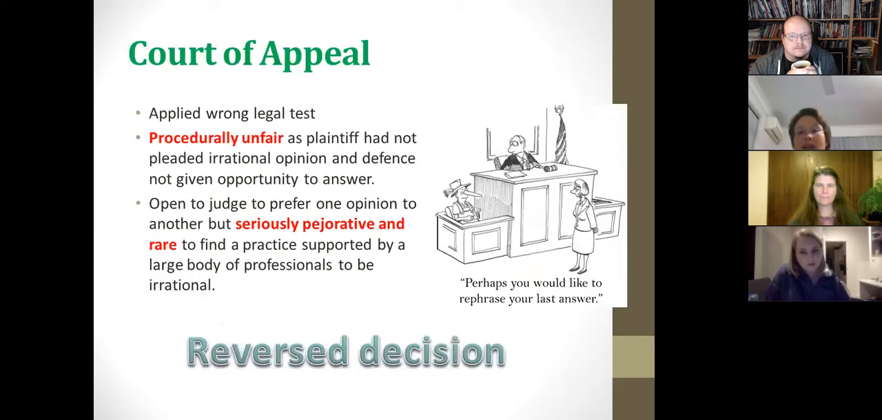However, the Court of Appeal felt that the wrong legal test had been applied, and it was procedurally unfair as the plaintiff had not pleaded that the actions of the doctors were irrational, and the defense was not given an opportunity to answer this irrational charge. They felt it was open to the judge to prefer one opinion to another, but it would be seriously pejorative and rare to find a practice supported by a large body of professionals to be irrational. So it did not reach what they call the exception threshold in terms of torts.